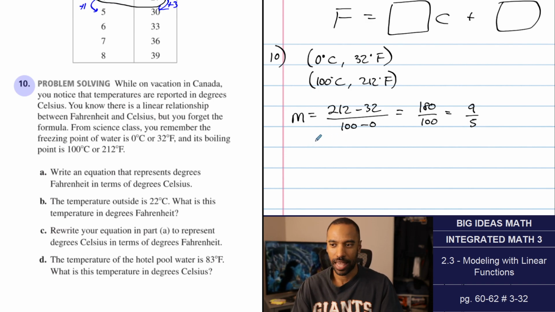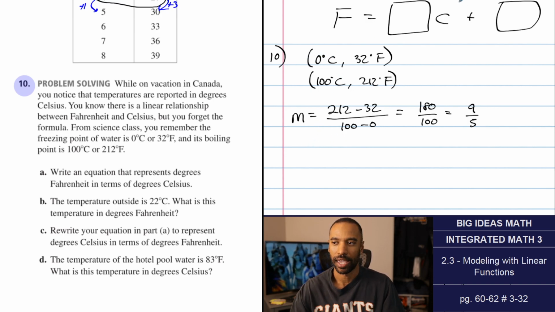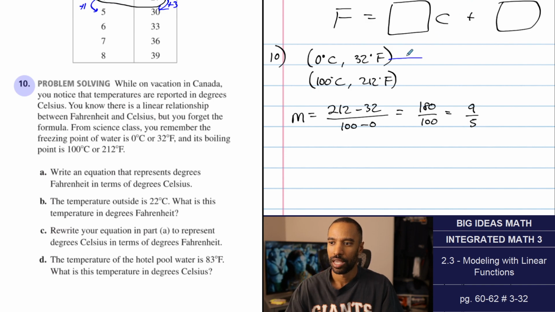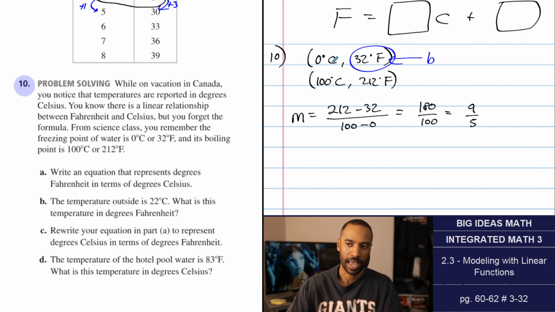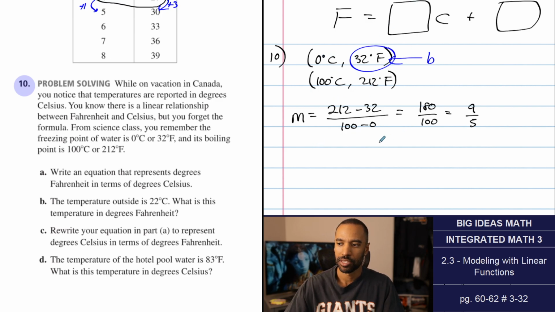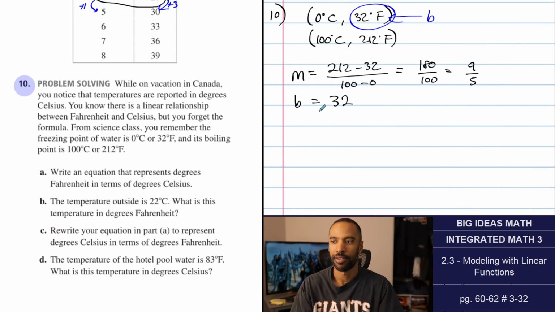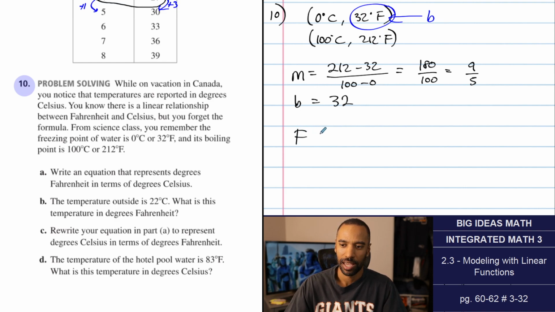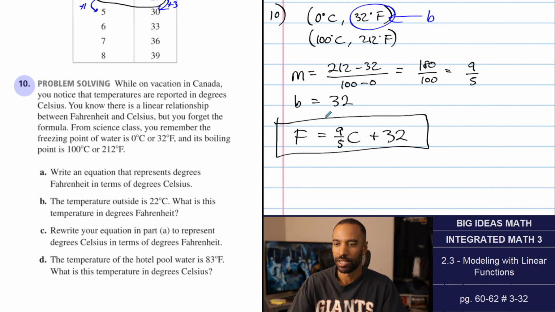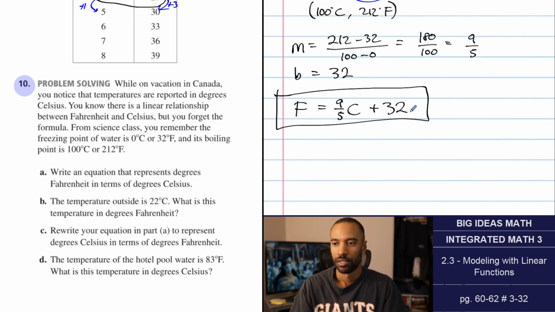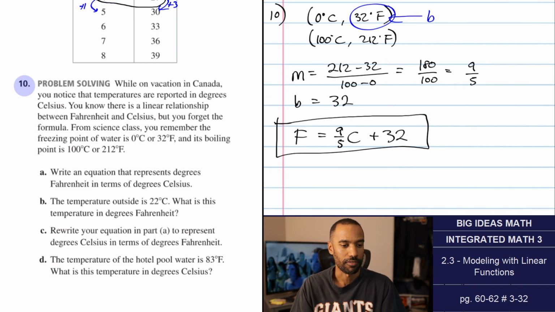So with that, we also have a y-intercept. Our b value in this case is also 32 because this is the value of y when x equals 0. So m is 9/5, b is 32. We can have an equation that's y equals 9/5 x plus 32, or F equals 9/5 C plus 32. This is your formula for converting Celsius to Fahrenheit. You can also convert Fahrenheit to Celsius if you do some of the work.